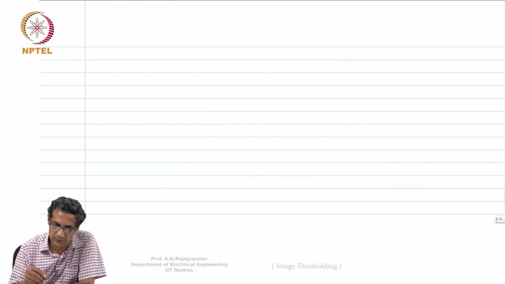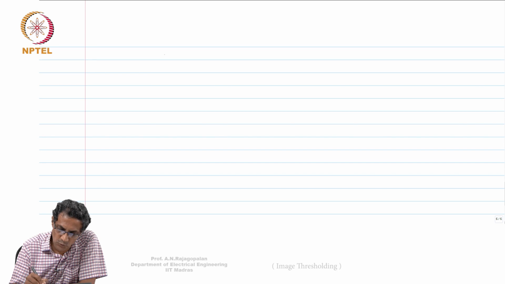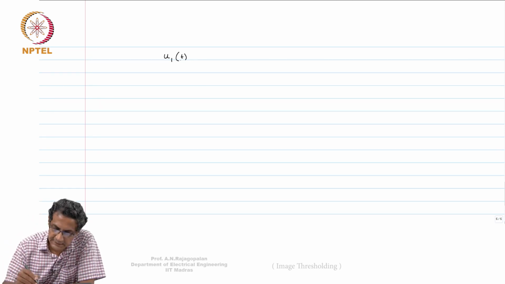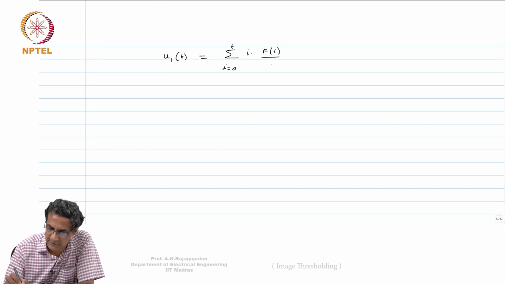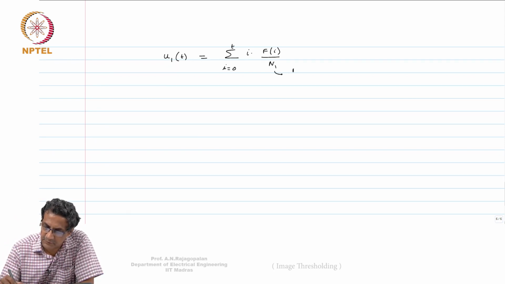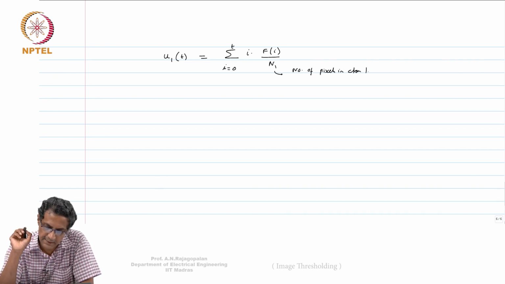So what does that mean? Suppose we say that mu1 is the mean of the first class. This will be a function of small t, the threshold which we are choosing. So mu1 of t will be the summation from I equal to 0 to t, because this involves all those intensities that are less than or equal to t, of I into f of I, where I is the intensity and f of I is the frequency of occurrence of that number, divided by n1, because class 1 has n1 pixels. And therefore the mean of this class is the sum of I f of I by n1.